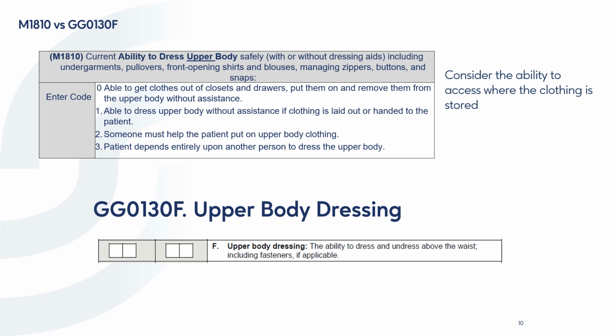So you could be a 1 for M1810 and be an independent, your score of 06 on the GG 0130F. So there could be that, wait a minute, it's not really independent. Well, again, it's because we have to look at their ability to access where the clothing is stored.